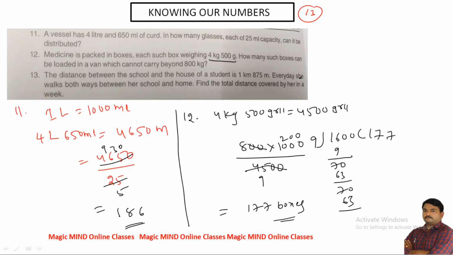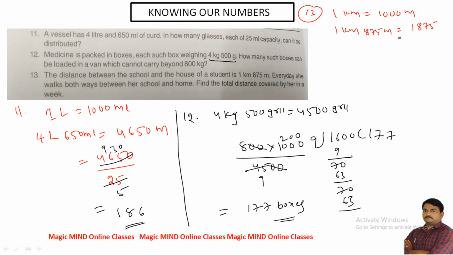Very simple question. First, primarily what you should know is 1 kilometer. Units are very important. The main intention of this exercise is units: conversion of kgs to grams, grams to milligrams, liters to milliliters, and all these conversions are important. So 1 kilometer means 1000 meters. Here we have 1 kilometer and 875 meters, which means 1875 meters total distance in only one way.